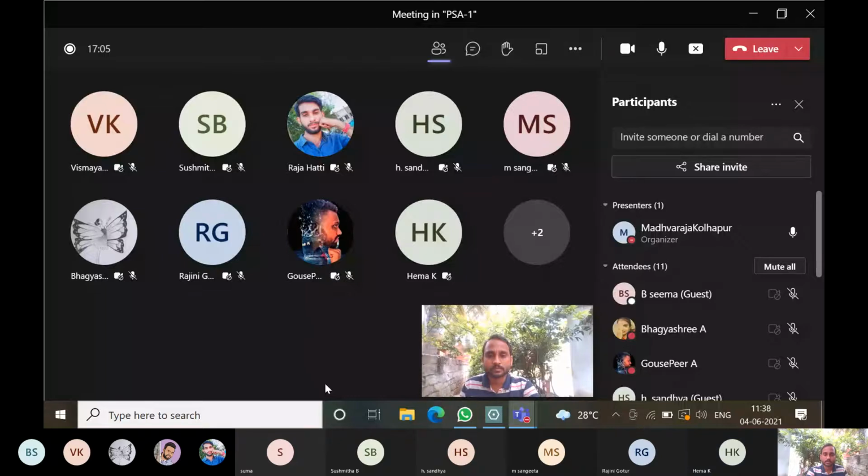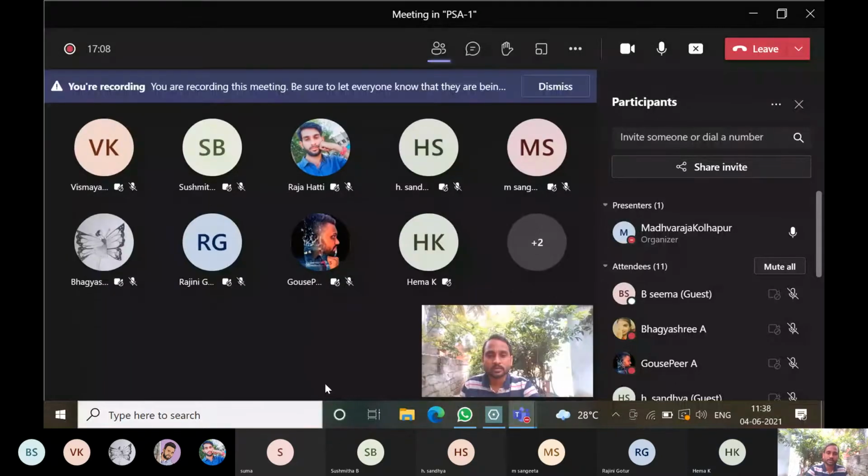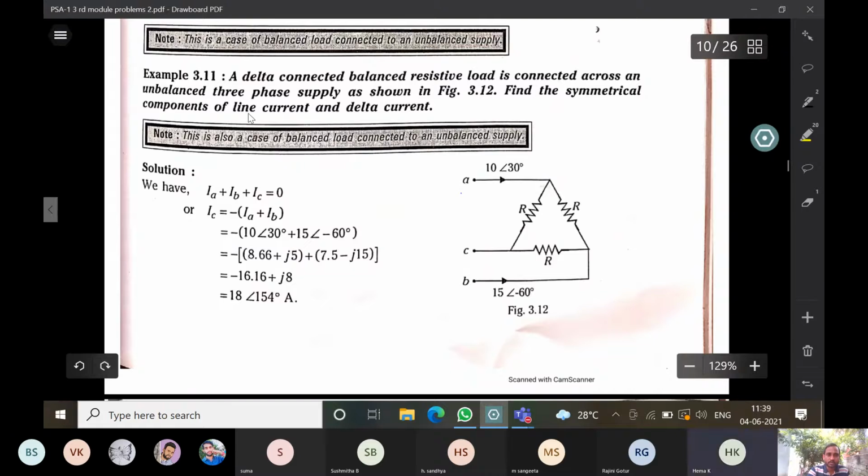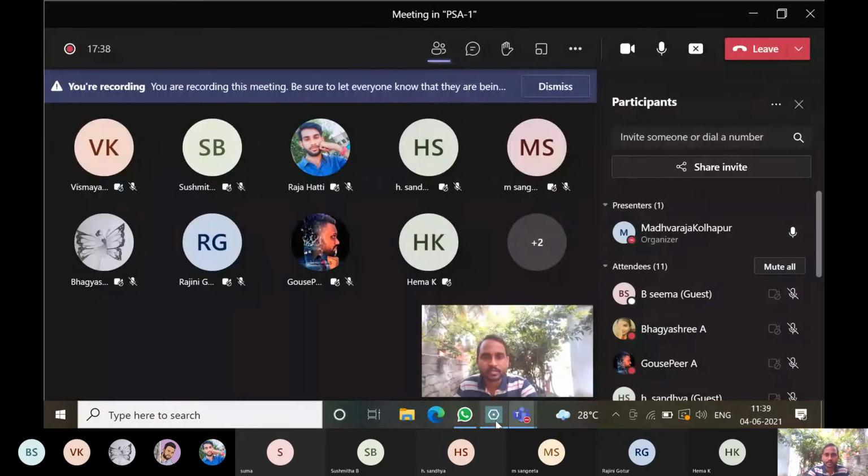Okay, good morning. Today we will try to solve some more problems on symmetrical components. So take this problem. A delta connected balanced resistive load is connected across an unbalanced three-phase supply as shown in the figure. Find the symmetrical components of line current and delta current.